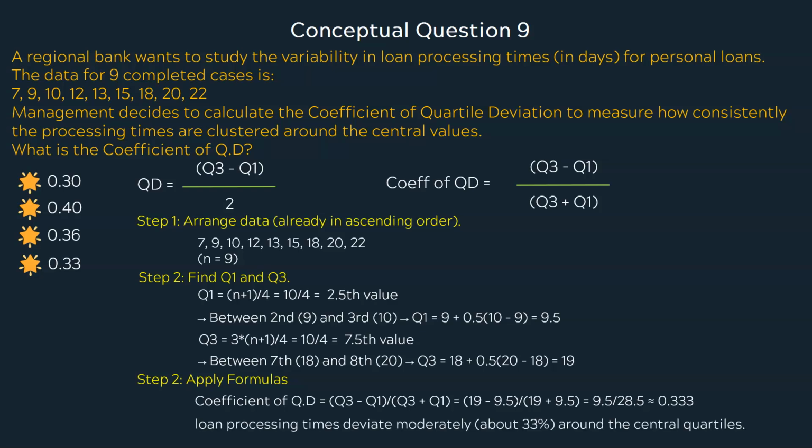approximately 0.33. Friends, this simply means that loan processing times deviate moderately, that is about 33% around the central quartiles. Also note, a lower coefficient would indicate more consistency in loan processing. So the correct option for the given question is option D.